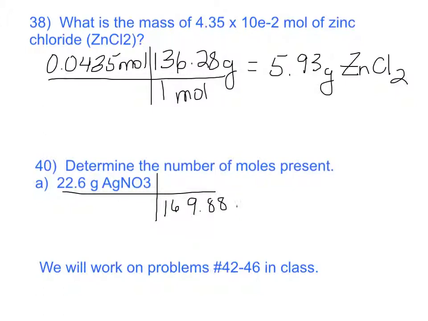169.88 grams. Notice that my grams will cancel if I line it up so that grams are on the top here and grams are on the bottom here. Now what goes up here? Yep, that's right, 1 mole. Are you noticing a pattern where we just have 1 mole all the time? Yes, you should be. 1 mole is either associated with grams or it's associated with particles and good old Avogadro. All right, so if we divide these two numbers here, we will get 0.133 moles of silver nitrate.